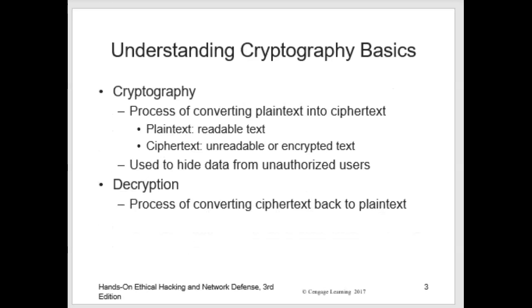So understanding cryptography. Cryptography is the process of converting plain text, which is readable text, into a safer text, which is unreadable, or we call encrypted, right? So cryptography can be used on data that should be accessible to only certain users. Cryptography then is used to hide information from unauthorized users, and decryption then becomes the process of converting ciphertext back to plain text, also known as readable text.